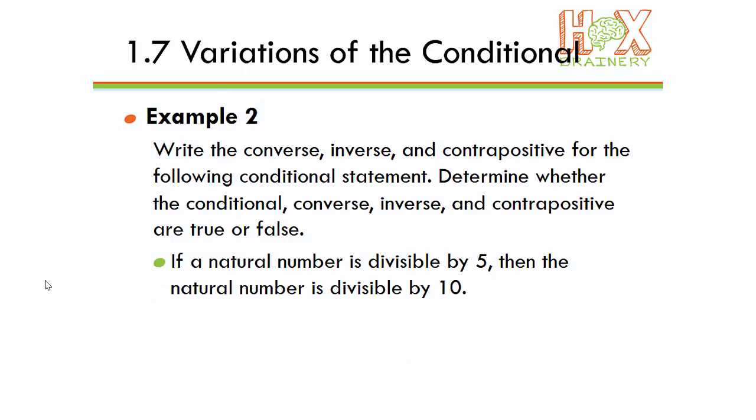Example 2, write the converse, inverse, and contrapositive for the following conditional statement, and also determine whether the conditional, converse, inverse, and contrapositive are true or false. So our original statement here is if a natural number is divisible by 5, then the natural number is divisible by 10. So P here is a natural number is divisible by 5. And then Q is the natural number is divisible by 10. That's the current conditional statement we have. All right, so we're going to go ahead and do the converse first. So that's just where we swap the P and Q.